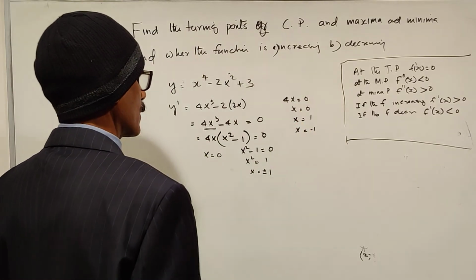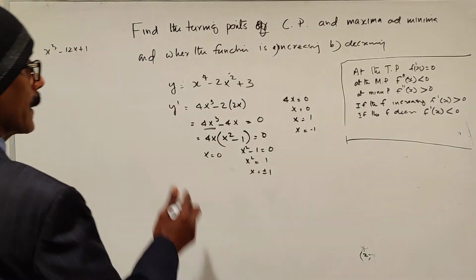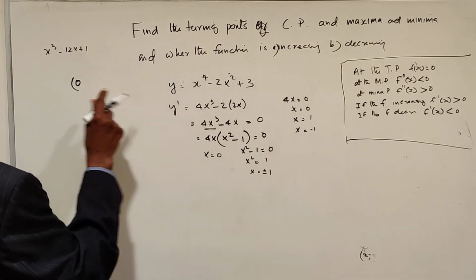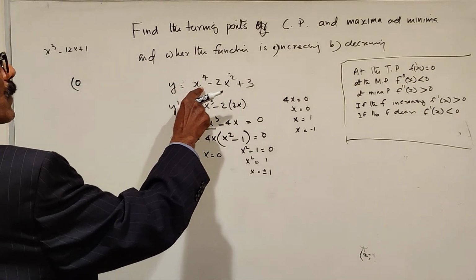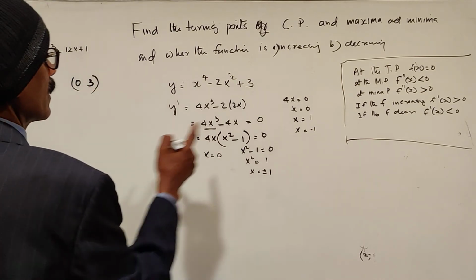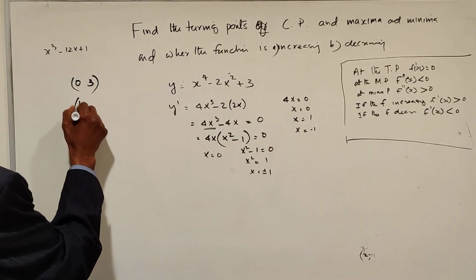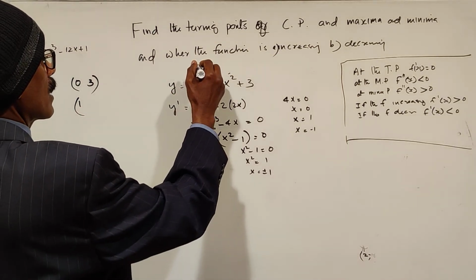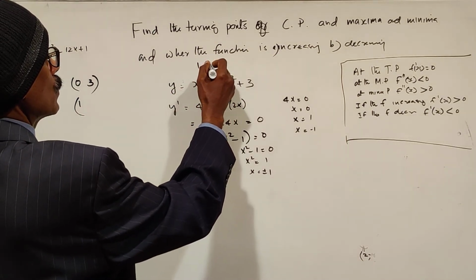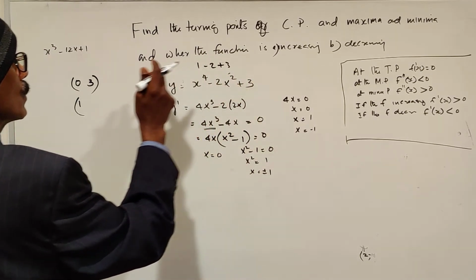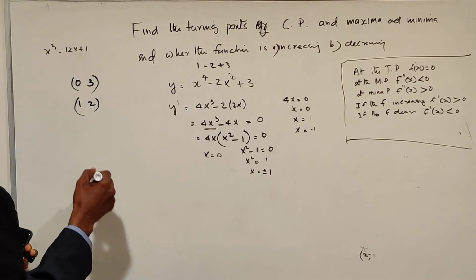There are 3 points we need to find out. When x is equal to 0, what is the turning point? 0 raised to 4 is 0, so 0, 3 is one of the turning points. Then when x is equal to 1, what is the other y value? 1 raised to 4 is 1, minus 2, plus 3. 1 plus 3, 4. 4 minus 2, 2. 1, 2 is another one.